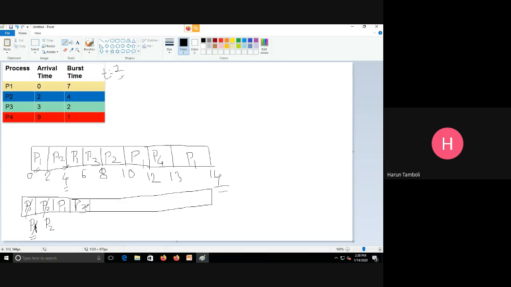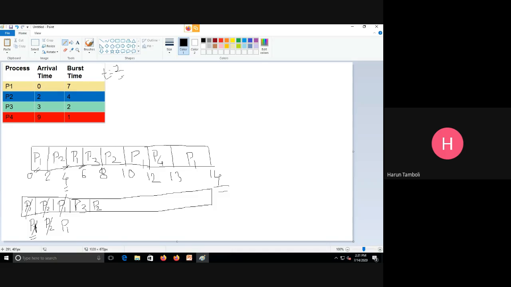Now after 4 seconds, P2 will get preempted. It will leave the CPU processor. So now the processor is available for the next process, that is P1. So P1 will get the CPU and it will start the execution.